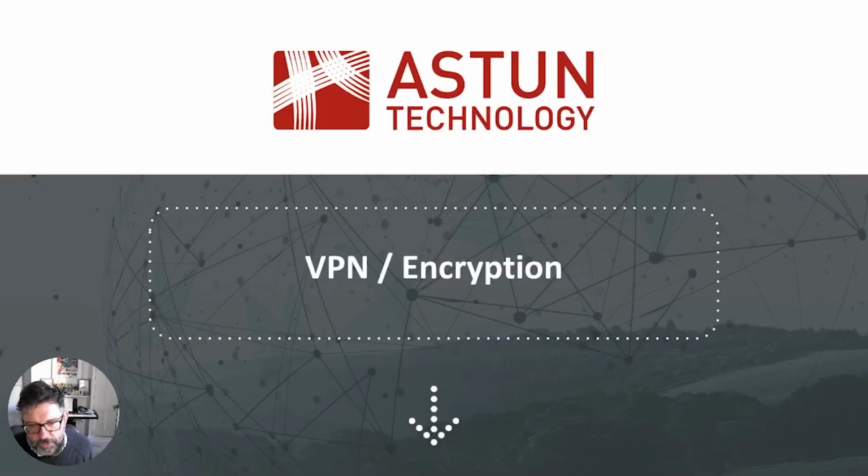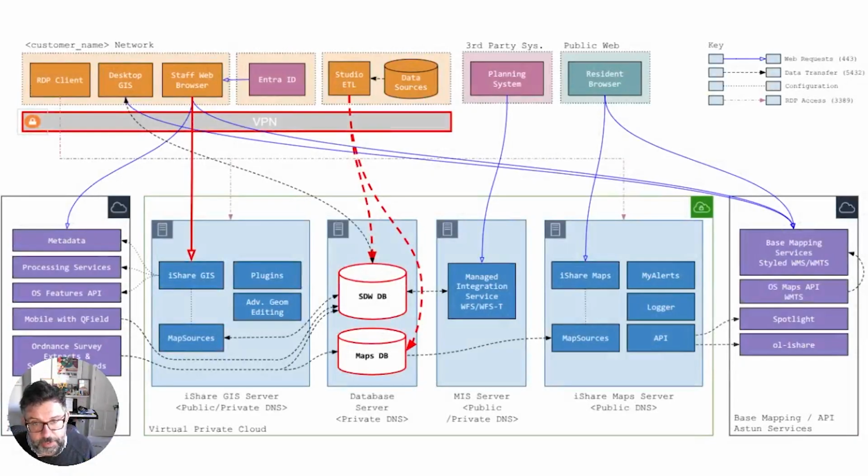Lastly, I just want to touch upon security measures regarding VPN and encryption. Back to our glorious architectural diagram for iShare. This is the version 6 one, but this information applies to version 5 as well. I would really recommend that between our estate in Amazon AWS and your own network, there's a VPN tunnel set up. Once that's set up, all data going through is not exposed through the internet, it's going through the VPN.